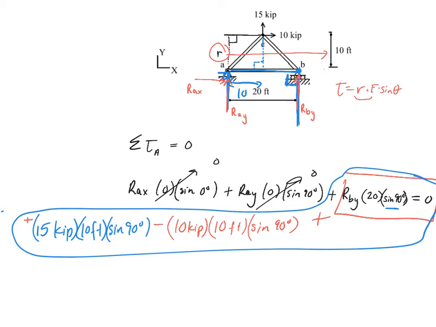Okay, but there are 5 parts to the left side of this equation. Think about it. How many forces are applied to the bridge right now? 5. RAY, RBY, RAX, 15 kips, 10 kips. So you see how there's 5 torques there? Yeah. I just didn't have room to put them all in one row. That's why it's on the second row there.